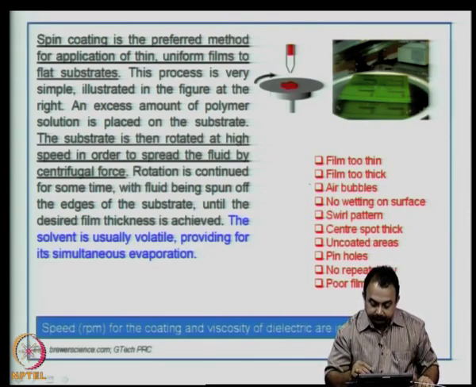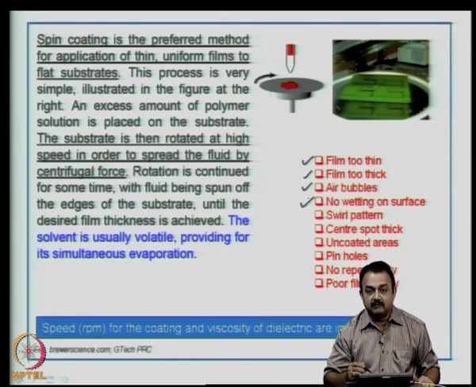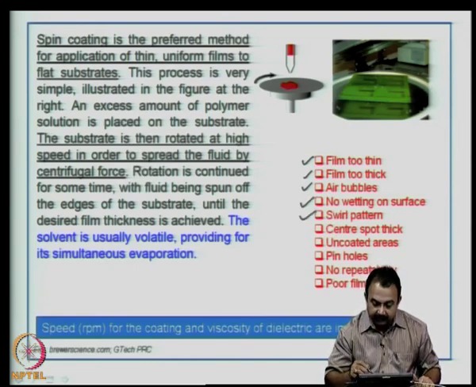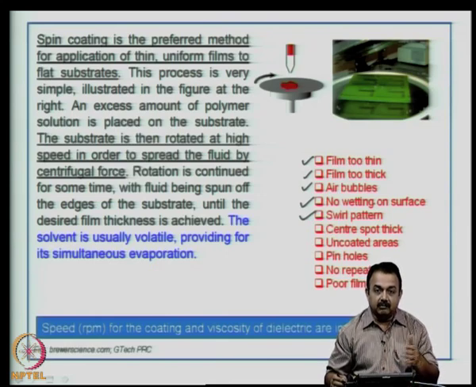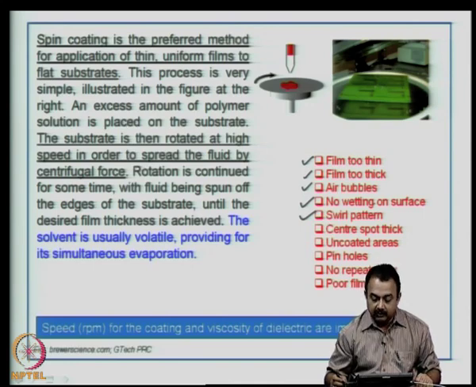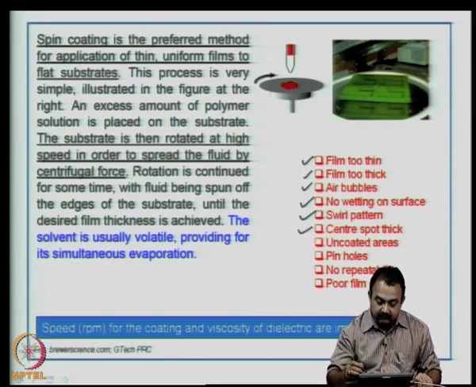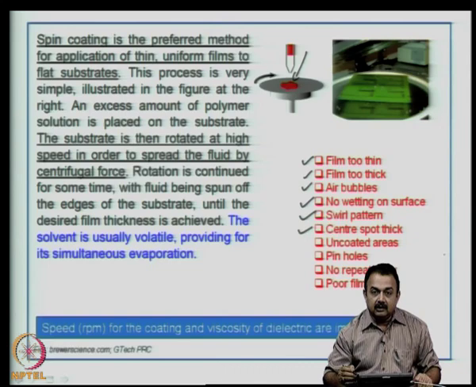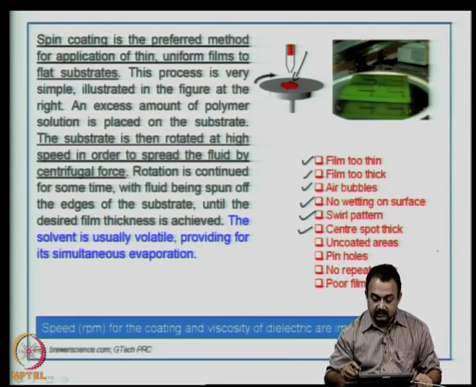Then we have seen these properties. No wetting on surface, that means the board surface is not cleaned properly. The swirl pattern, it should not leave any marks or uneven thicknesses in between specific board areas. So, again this is a property of the material. And the speed, center spot should not be thick, that means if you pour the material at the center, this center spot obviously should not have different thickness, larger thickness compared to the edges. So, again this is a property of the wetting of the material.